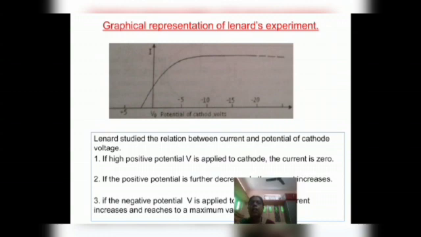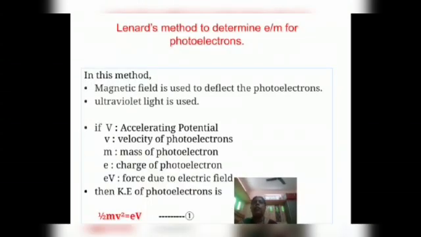And lastly, if a negative potential V is applied to the cathode, means when we make the cathode more and more negative, means the anode becomes more and more positive. Therefore, the electrons emitted from the surface of the cathode are attracted towards the anode, and current goes on increasing, and it reaches a maximum value. After that, using this Lenard's method, we can determine e/m of photoelectrons.